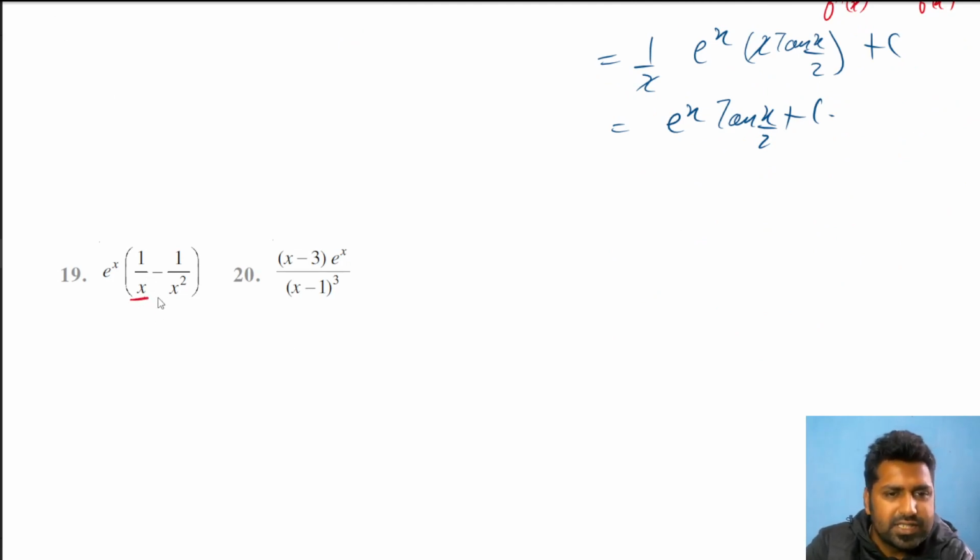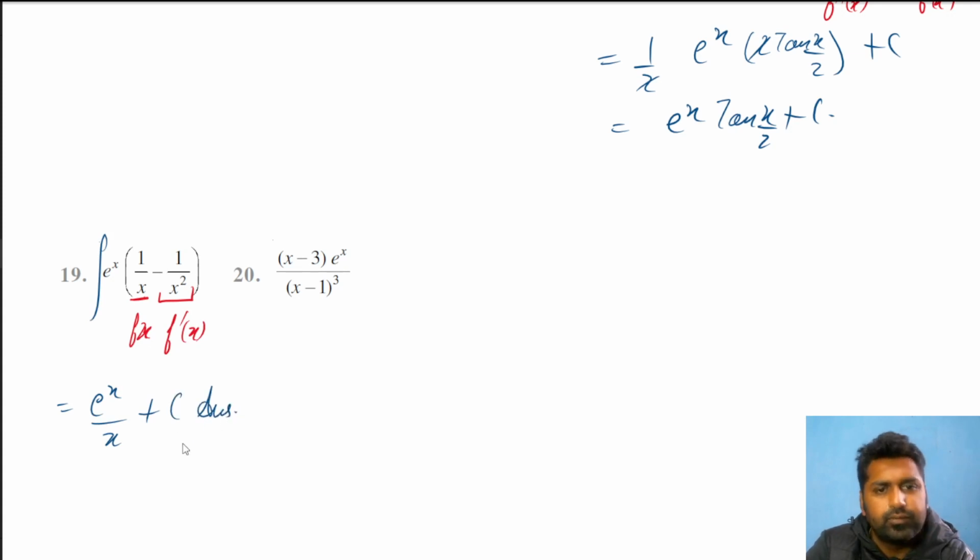1 by x differentiation is minus 1 by x square. So done. Answer is e raised to power x, 1 by x means e raised to power x by x plus c. With this, you'll have to see the adjustment because this is not written in form of e raised to power x f(x) plus f dash x. So let's adjust.